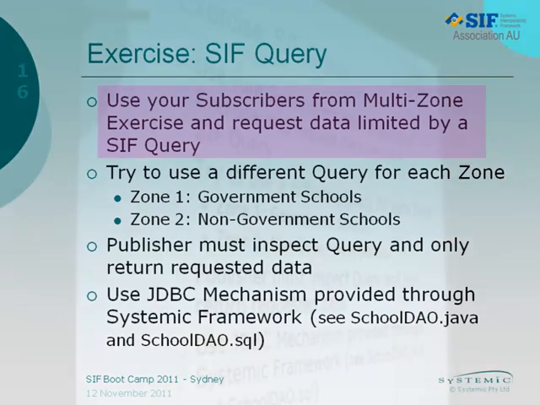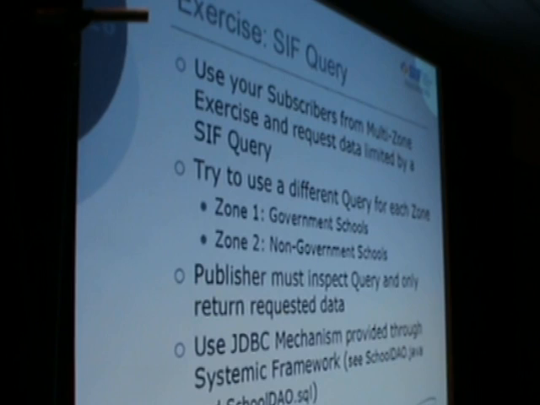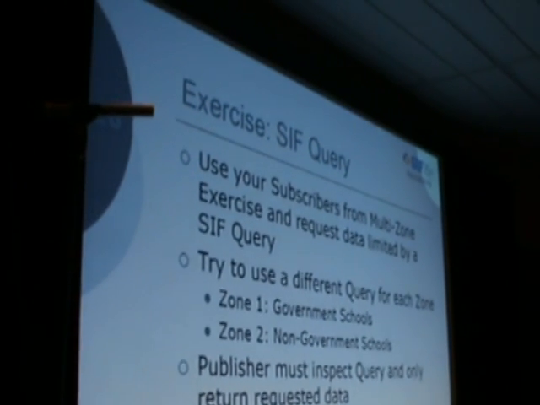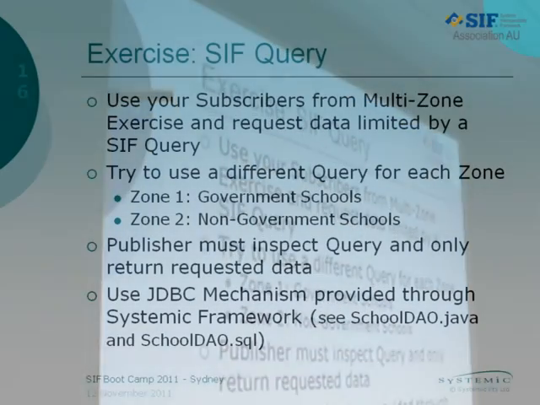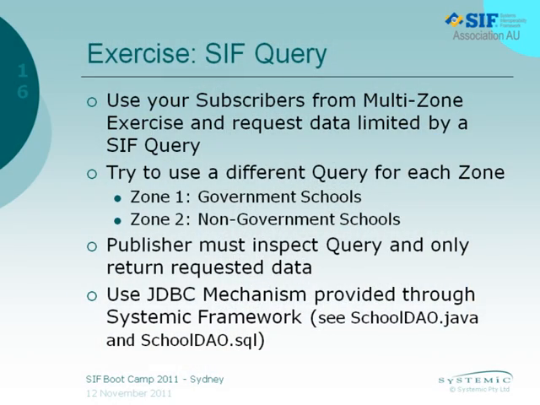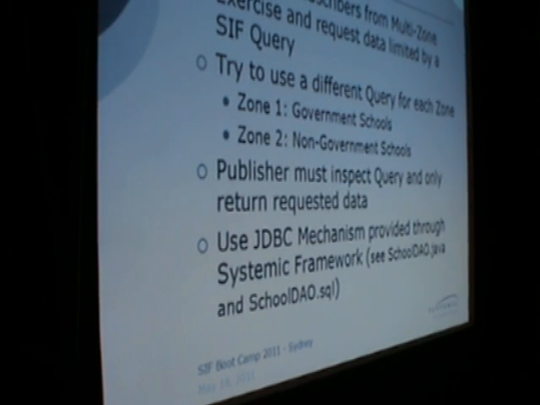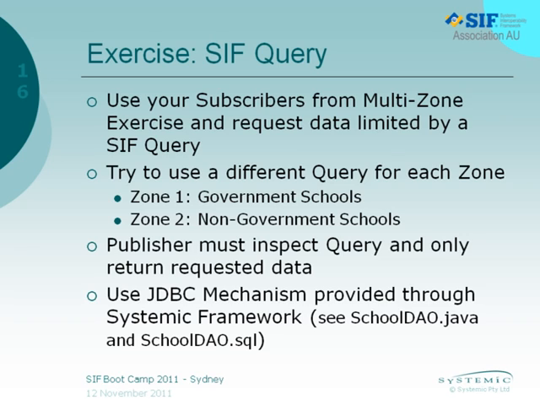You remember the exercise we did yesterday where we had two zones? Try to publish to two zones and receive from two zones. Try to rewrite some parts of your agent, the publishing agent that is, so that it will respond to a query where the subscriber sends to one zone and says, query, give me all government schools. There's a link for a SQLite database or a SQL Server compact database.